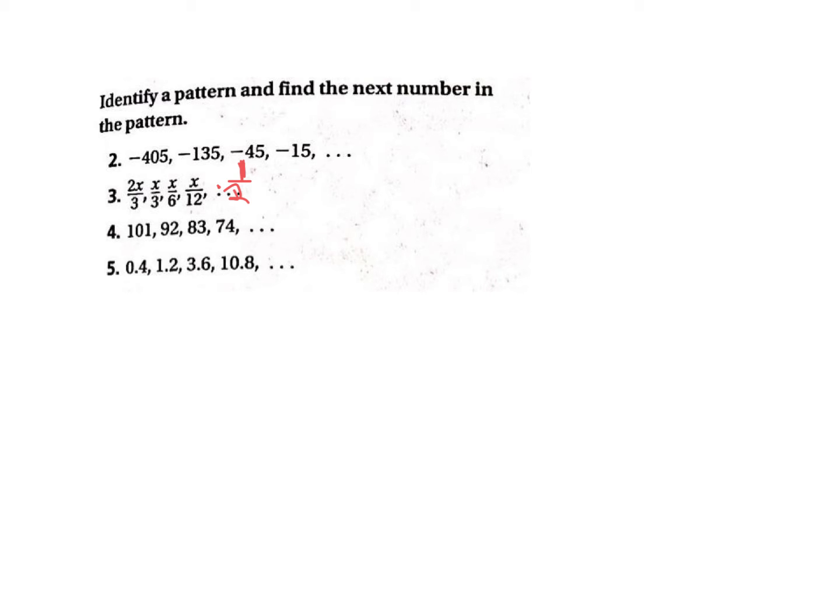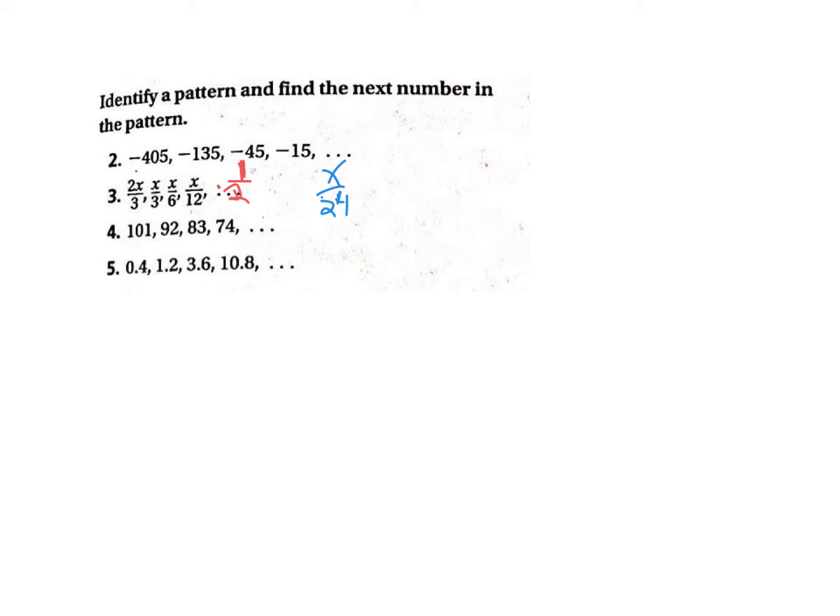And then what if I multiply by 1/2 to get to the next one? If I took x over 12 and multiplied by 1/2, wouldn't I have x times 1 is x and 12 times 2 is 24? So then the next item in that sequence is going to be x over 24.